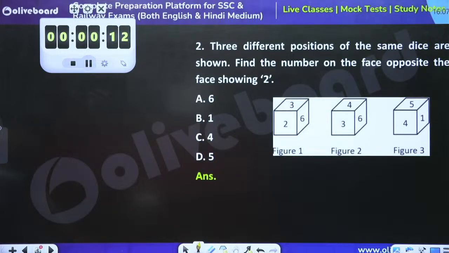Extremely easy questions. 40 seconds is too much. Correct. Absolutely right. Very good. Which number is coming opposite 2? Correct. Shrikar, very good. Divya and Shrikar, both of you are correct.